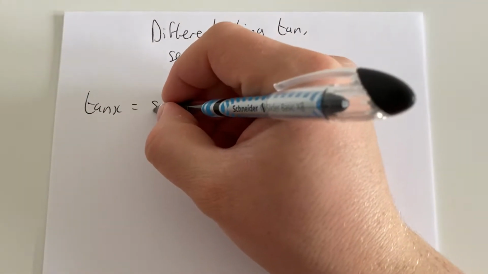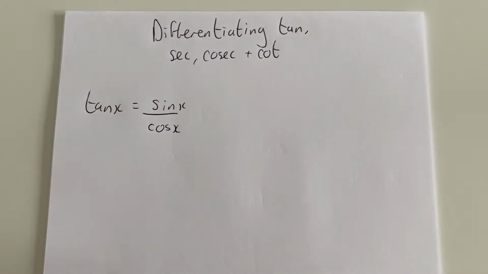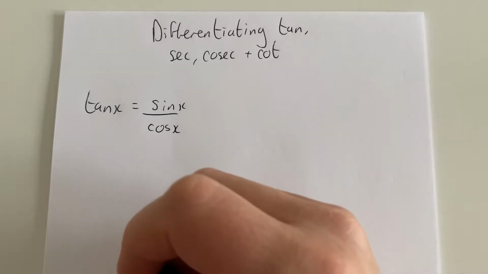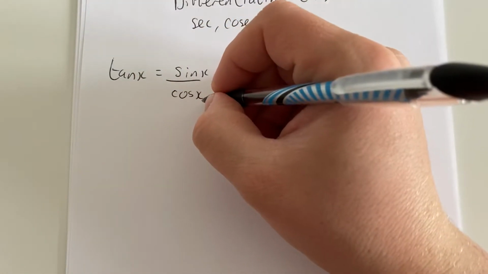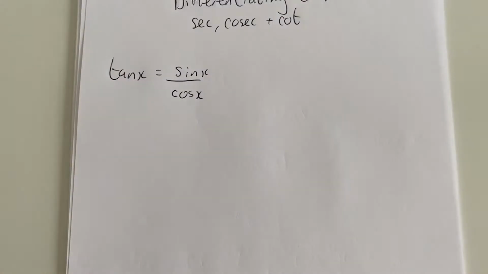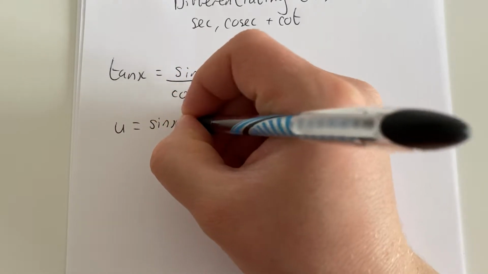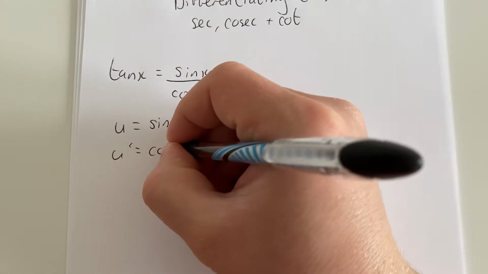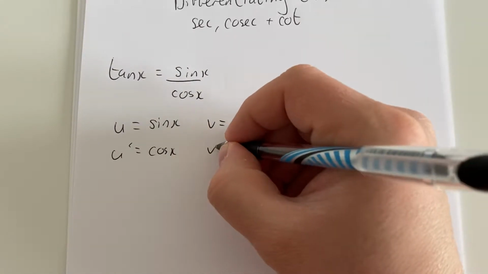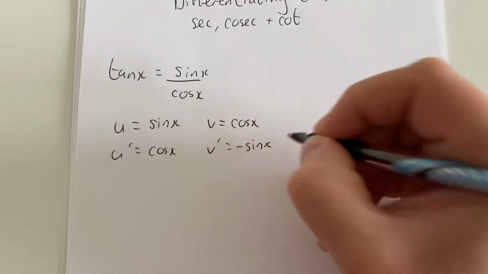So tan x, if you want to differentiate it, you've got to think, well, what is tan x? Tan x is equal to sine x over cos x. So we need to differentiate sine x over cos x. So that would be an example where you need the quotient rule. If you look, you might recognise this from the work the other day. So if we say that u is equal to sine x, u dash would be cos x, v is equal to cos x, v dash is equal to minus sine x.